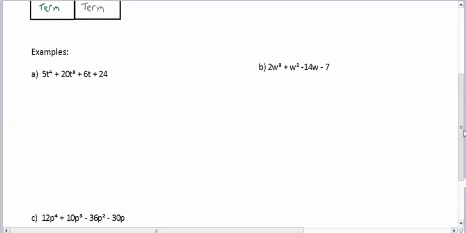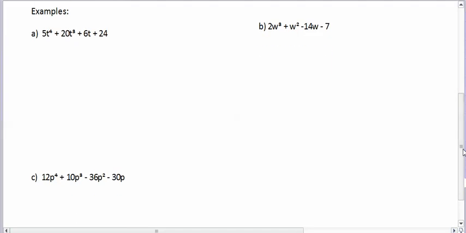Okay, so now that we've done that, we're going to go ahead and do a couple of examples. We've got a four-term polynomial, and we are going to use the box in order to solve it or factor it. First thing you do is look to see if anything can be factored out. I've got a 5 for 20, but not a 5 for 6 or 5 for 24, so I can't take anything out. So I'm going to use my box.